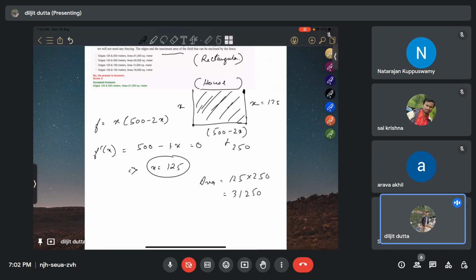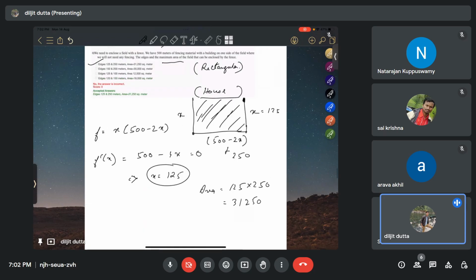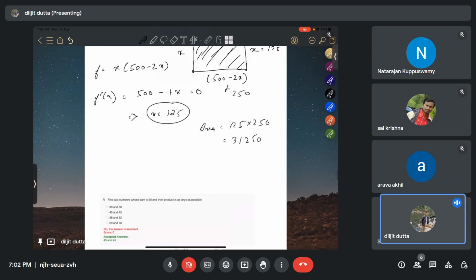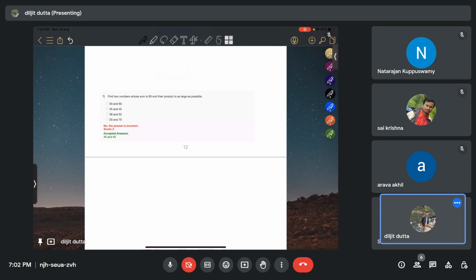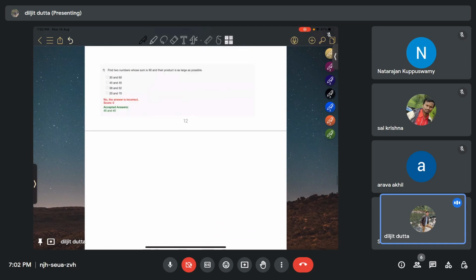So I think the first option: edges are 125 and 250 and the area is 31,250. A simple problem, there is no issue in this. I think simple calculations only. Again a similar kind of problem.